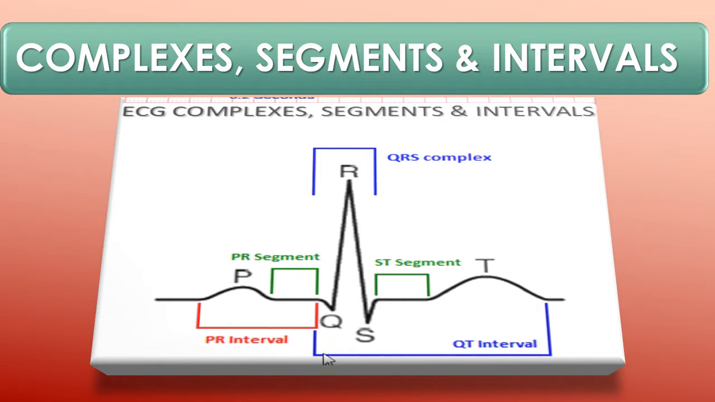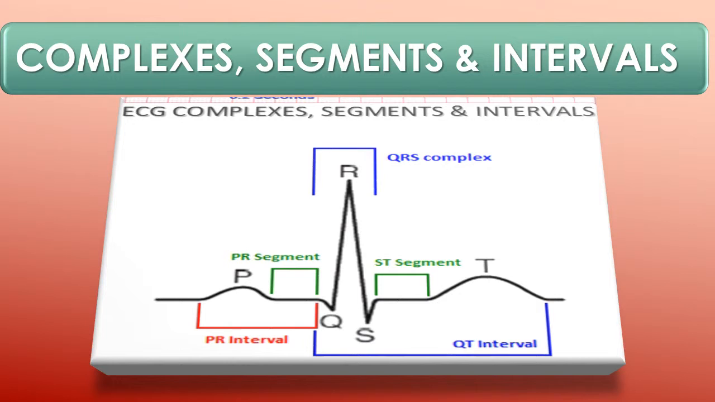The QT interval represents the ventricular repolarization and depolarization. From the beginning of the QRS complex here to the end of the T wave is what is referred to as the QT interval. It varies with age, with gender, with heart rate, and medications and electrolyte imbalances also affect it.